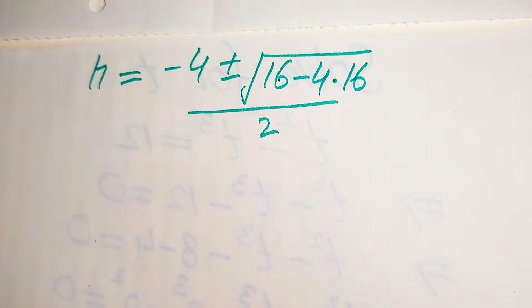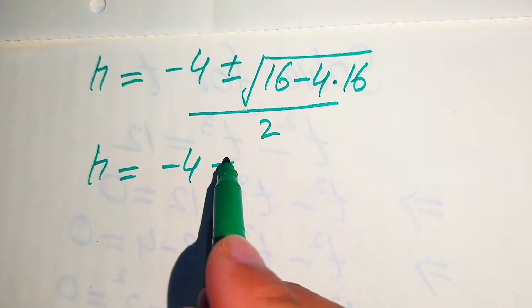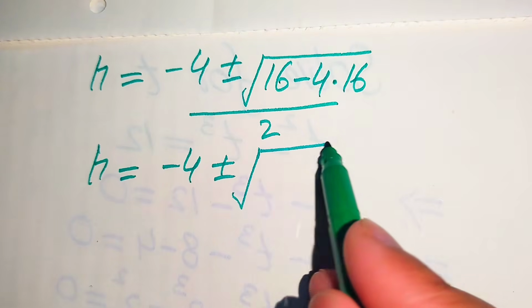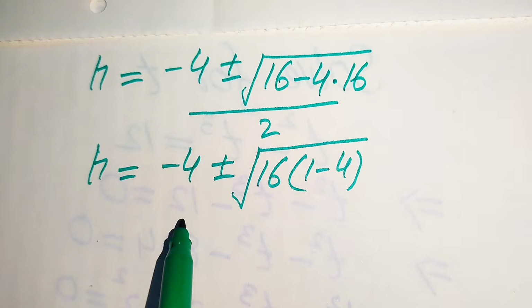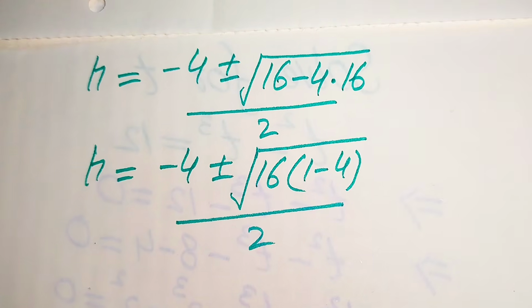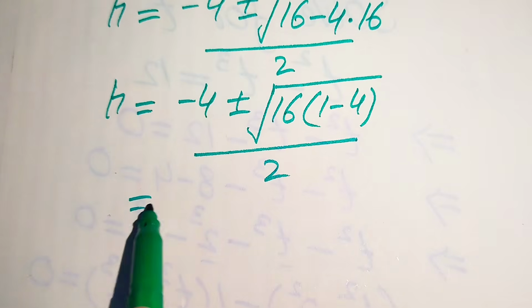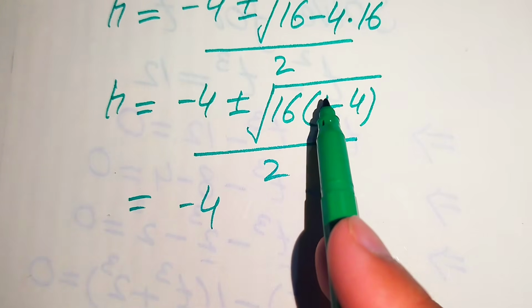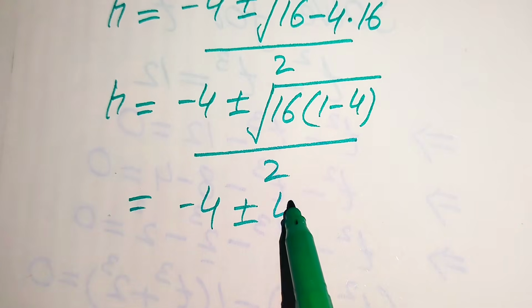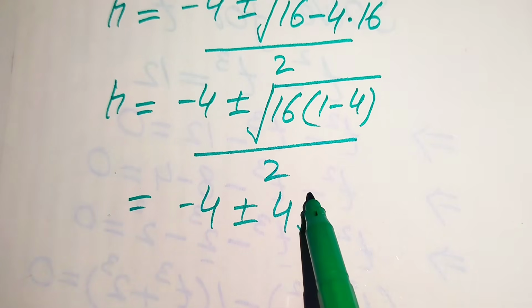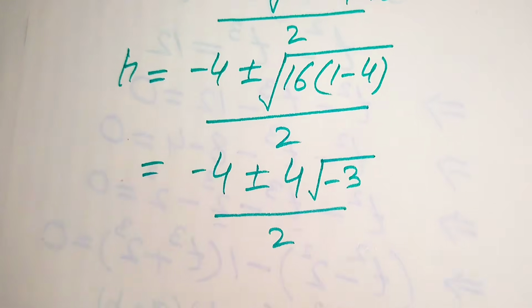Further, inside the square root sign we have 16 as a common term, so we take 16 common from here and the remaining values are 1 minus 4, divided by 2. Then we apply the square root sign separately on both of these two values, and it becomes minus 4 plus or minus the square root of 16, which becomes 4, times the square root of 1 minus 4, which becomes minus 3, divided by 2.